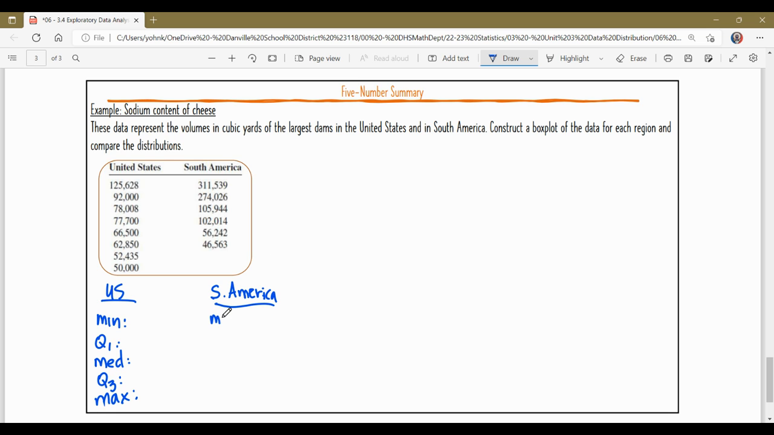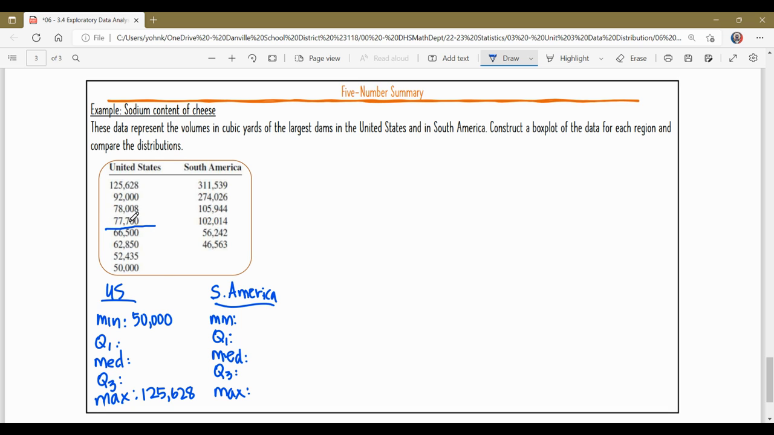And then we'll do South America. And we will do the min, Q1, the median, Q3, and the max. Okay. What's nice about these numbers is they're already in order largest to smallest. So we can kind of use it to our advantage to find where the different values are. So it looks like in the US, the minimum is 50,000 and the maximum is 125,628. In the United States, there are 1, 2, 3, 4, 5, 6, 7, 8 values. So 4 would be the cutoff.